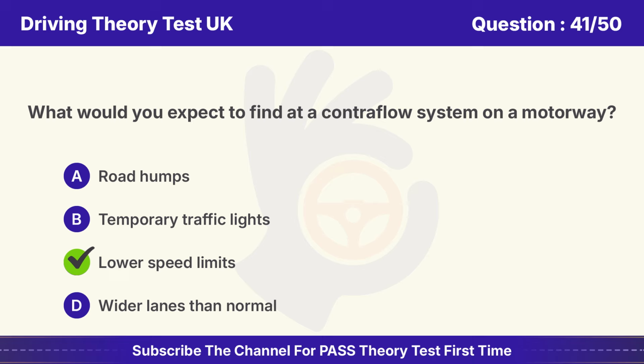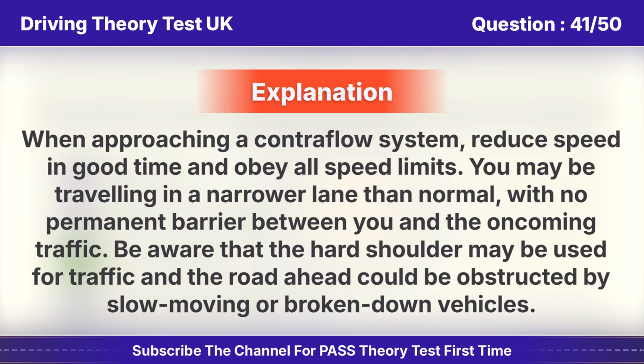Answer is C. Lower speed limits. When approaching a contraflow system, reduce speed in good time and obey all speed limits. You may be traveling in a narrower lane than normal, with no permanent barrier between you and the oncoming traffic. Be aware that the hard shoulder may be used for traffic and the road ahead could be obstructed by slow-moving or broken-down vehicles.